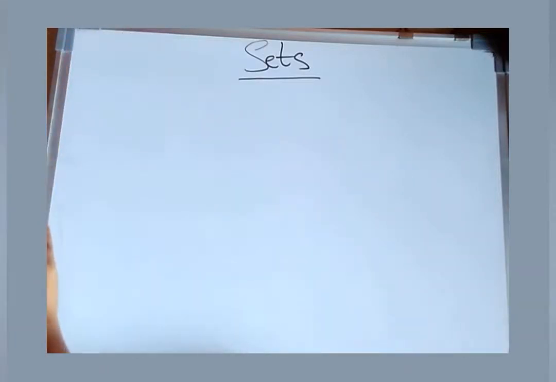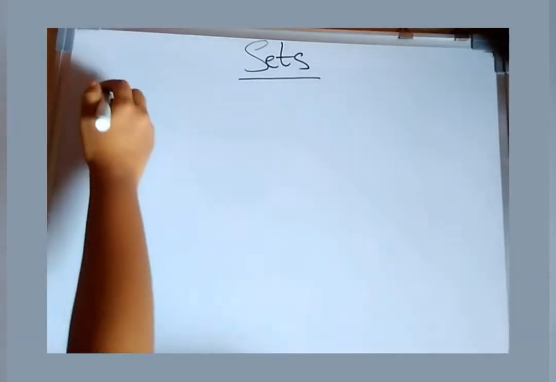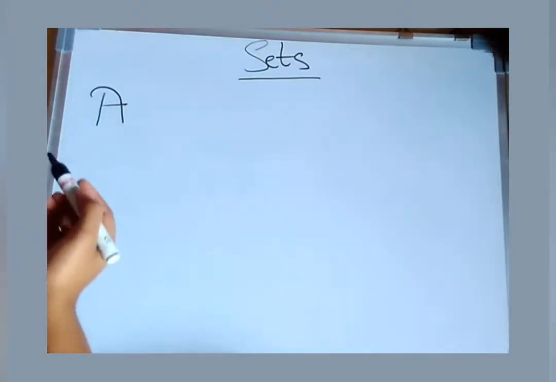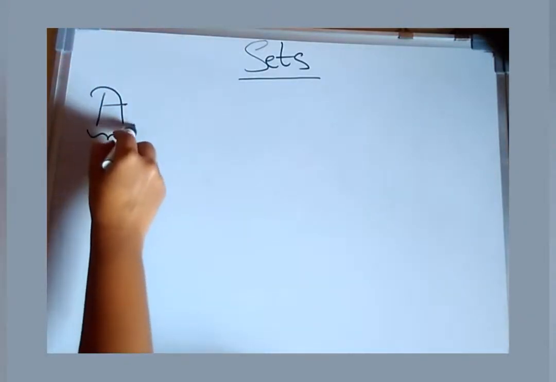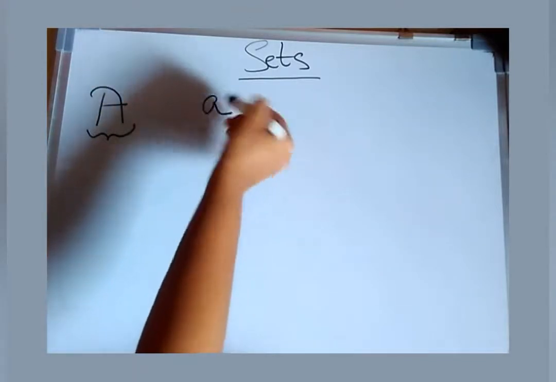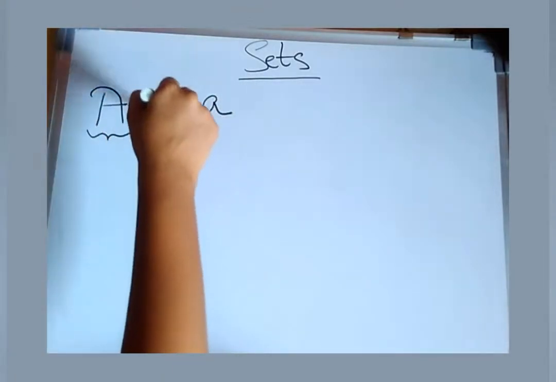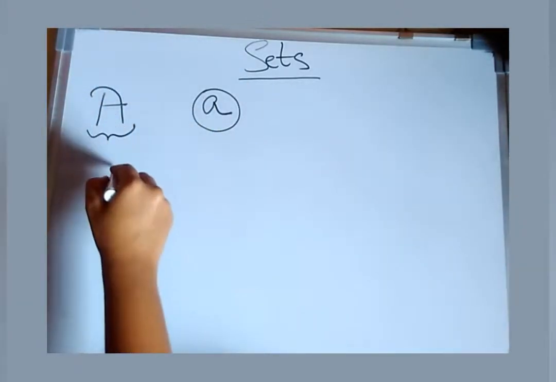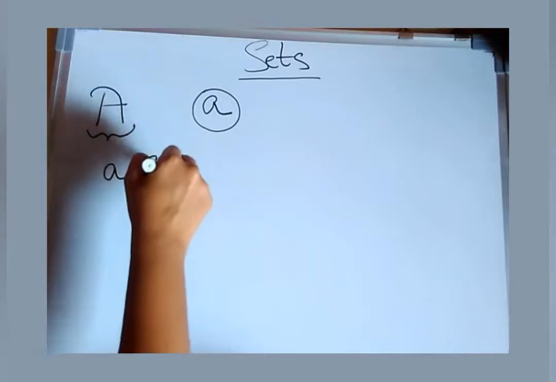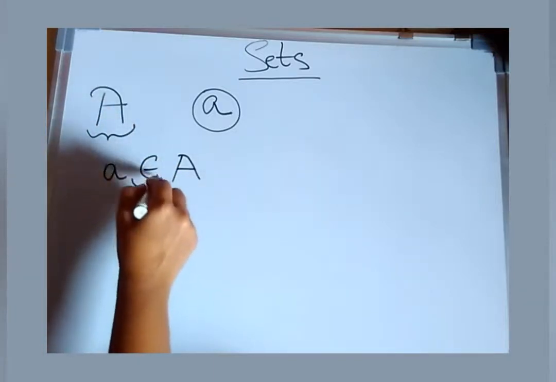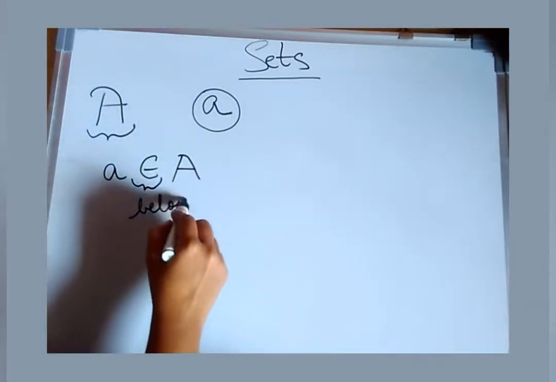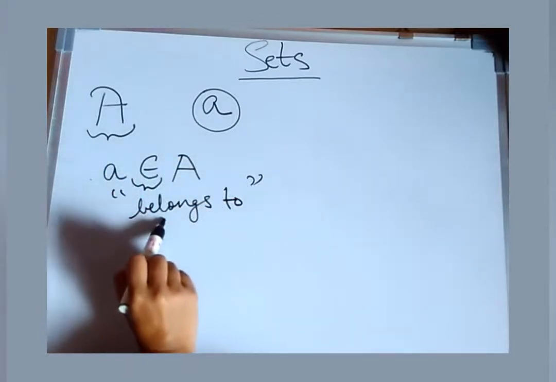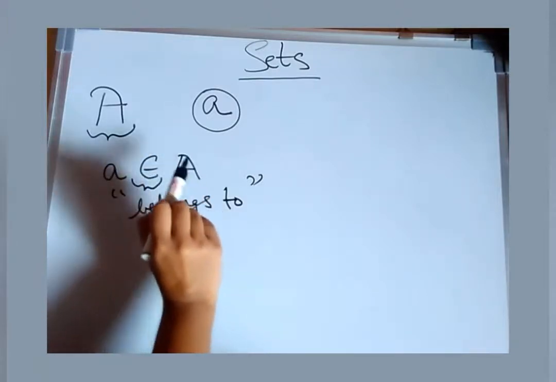The next basic thing which we will learn is how to write a set. Before that, always for naming the set we will use a capital letter, and to denote the elements of the set we will use small letters. And one more thing, when I write this way, this symbol means belongs to. That means a belongs to the set capital A.